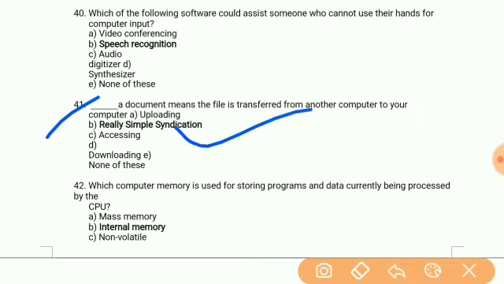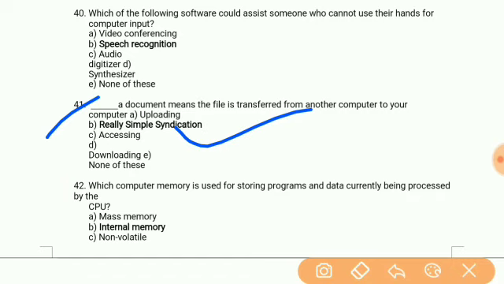Then a dash document means the file is transferred from another computer to your computer. That is really simple syndication. A document means the file is transferred from another computer to your computer, and that is related to really simple syndication.